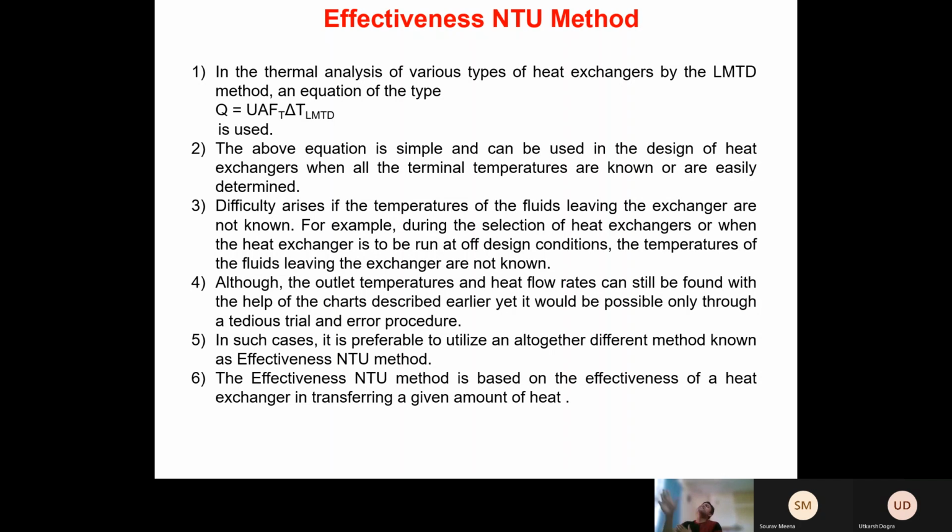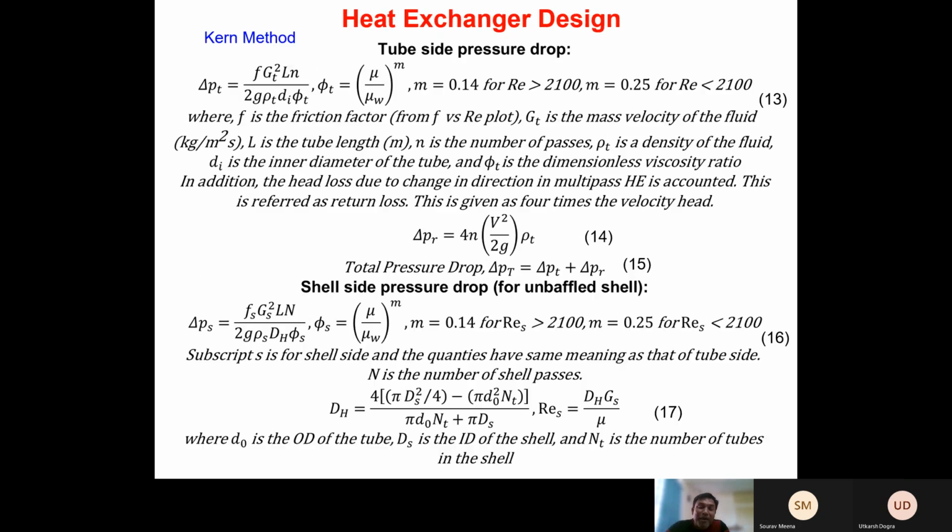Okay, let's digress from this Kern method. These are really interesting things. I don't know whether you are finding it interesting or not. So I ask a simple question to all of you. What is the drawback of this method? Can you tell me what is the drawback? I have partially given you the answer. In the discussion itself, I have partially given you the answer. What is the drawback of this Kern method or LMTD method? Anyone?